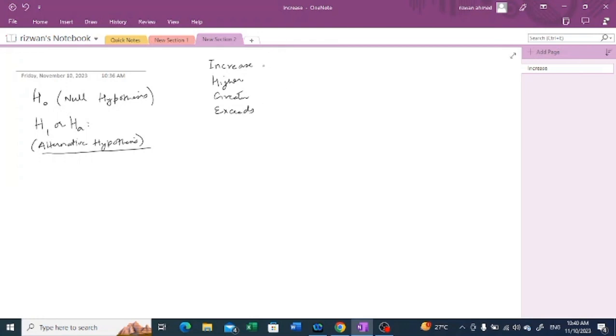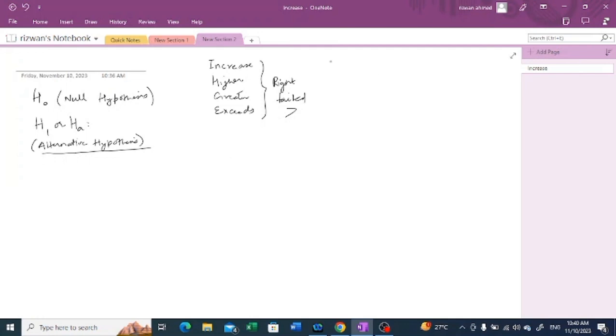In all these cases, we have to go for a right tail test, because higher means a value that is greater than the predefined value or the borderline value. Higher means the same thing, greater means the same thing, exceeds means the same thing. So we call it a right tail test, and we use the greater than sign in the alternate hypothesis.